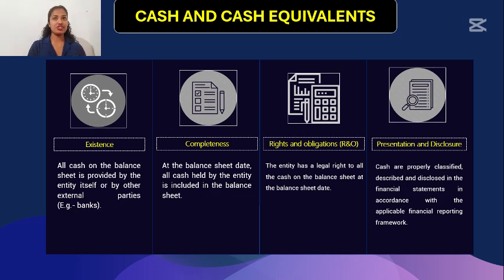Let's discuss the key assertions of cash and cash equivalents. First one is existence. All cash on the balance sheet is held by the entity itself or by other external parties. Second one is completeness. At the balance sheet date, all cash held by the entity is included in the balance sheet. Third one is rights and obligations. The entity has a legal right to all the cash on the balance sheet at the balance sheet date. And the final one is presentation and disclosure. Cash is properly classified, described and disclosed in the financial statements in accordance with the applicable financial reporting framework.